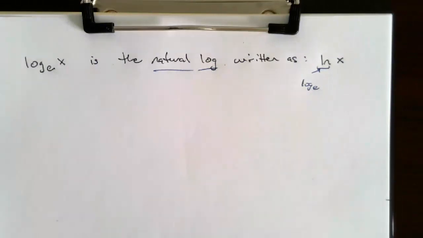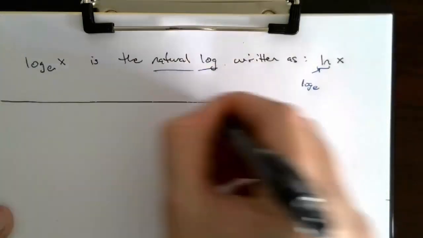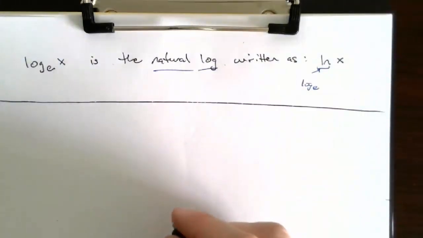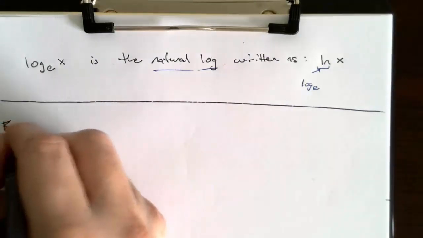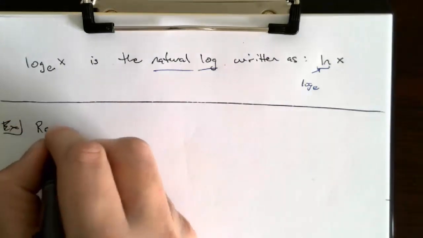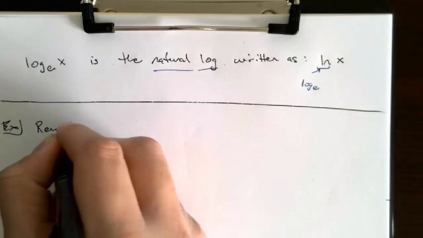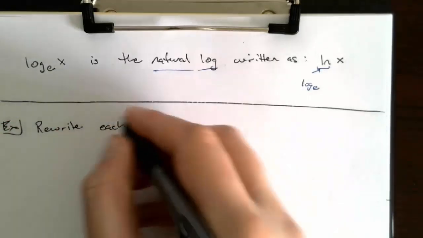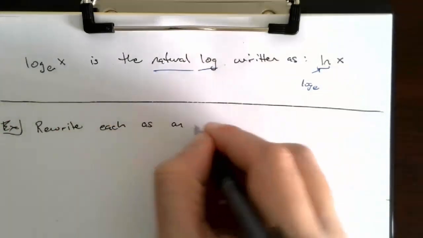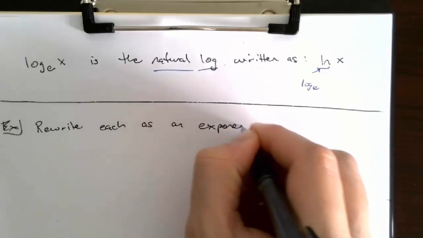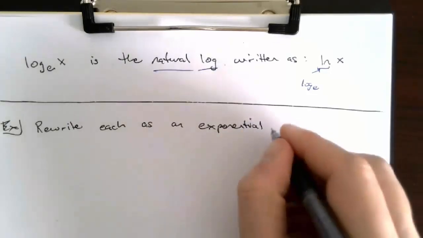So we can use these log properties to rewrite exponentials and vice versa. So we'll take a look at a couple examples like that, just making sure we understand how to do that. So if I said, for example, rewrite each as an exponential.